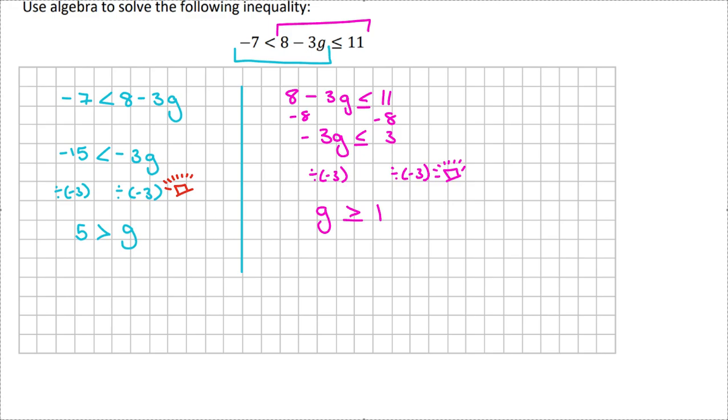Now I simply have to put my inequality together, and I'm going to write it with my smallest term on the left. So I'm going to say 1 is the smallest that it can be, and g will be greater than or equal to that, but it will be less than 5. So the biggest it will be is 5. So it's between 1 and 5.